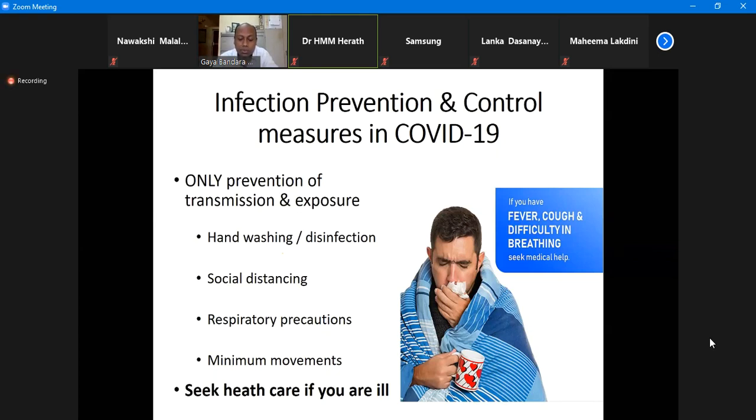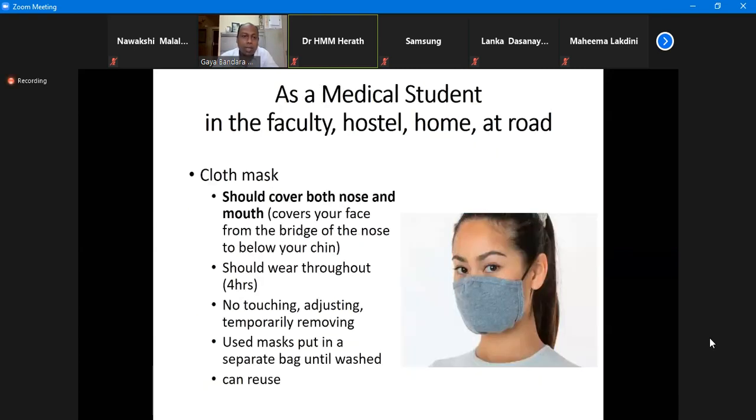So now we'll come to the situation of a medical student, and how we apply these to a medical student. First of all, a preclinical student who will not go to hospital will mainly stay in the faculty. In the evening, they go to the hostel or home, and they will travel on the road in between. So what are the measures they have to take?